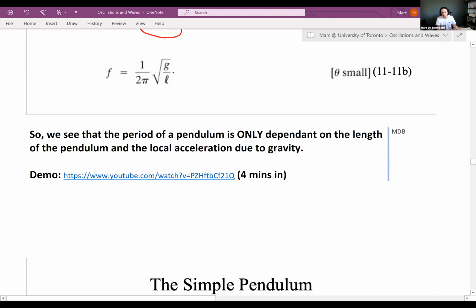Walter wanted to demonstrate that even though it's intuitive to think that the heavier the pendulum, the faster or slower it would move, I guess intuitively you'd think if it's heavier, it would move slower. However, the formula does not predict this. The formula says it's not a function of theta, it's not a function of mass, it's only a function of length. And Walter really wanted to prove this.